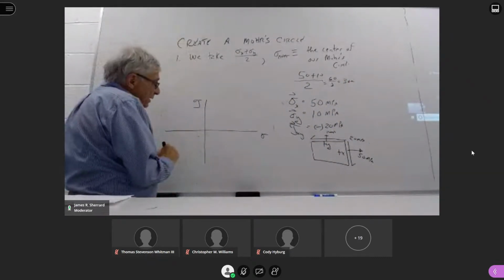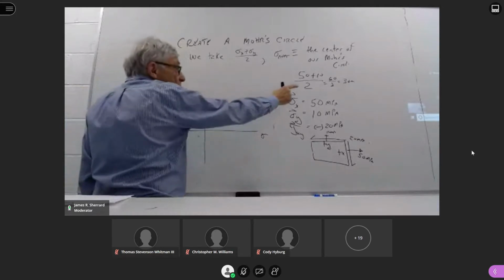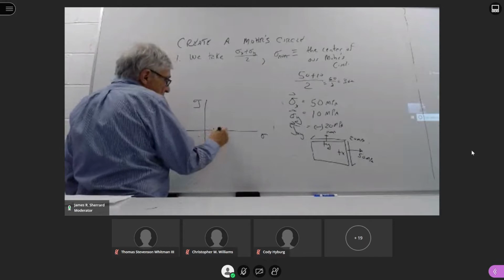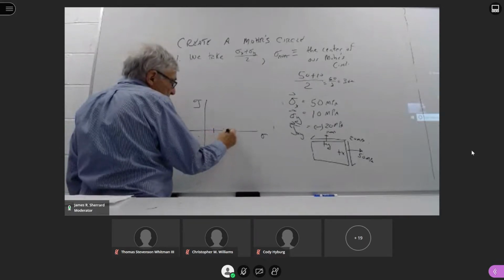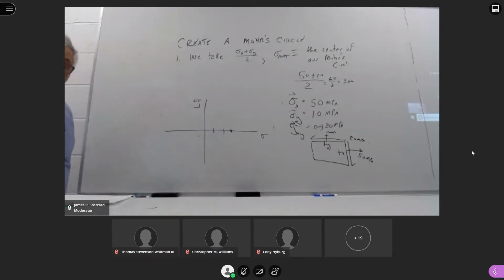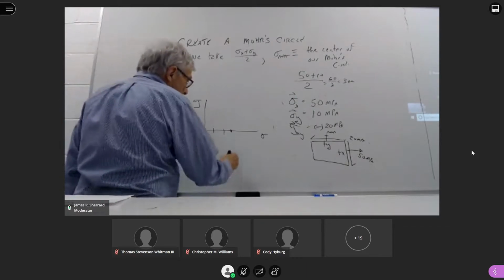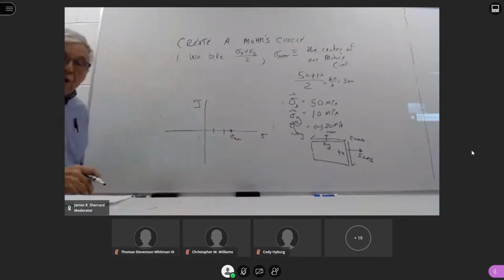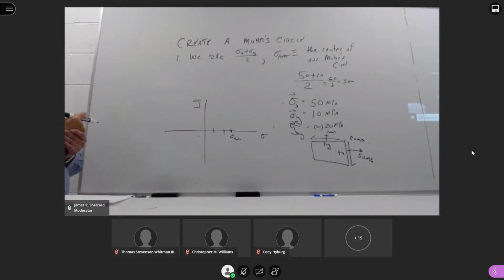So if I come on this plot, I want to denote 30 megapascals, so I can go 10, I can go 20, I can go 30. So right there is sigma average, and it is the center of my Mohr circle.